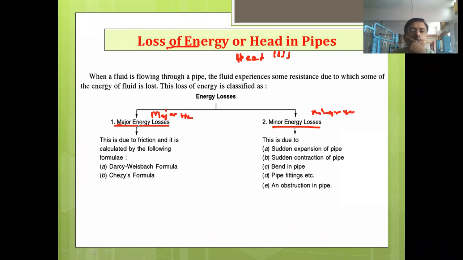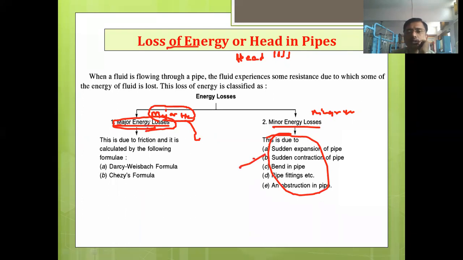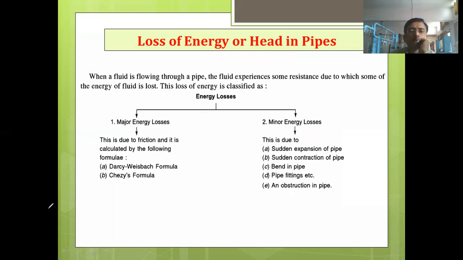Why are the major head losses called major? Because the quantity, the proportion of head loss due to these losses, is very large compared to the head loss due to the minor losses. The loss due to these is very small, and the loss due to those is very large. This major head loss occurs due to friction. That is why this major loss is also called head loss due to friction.